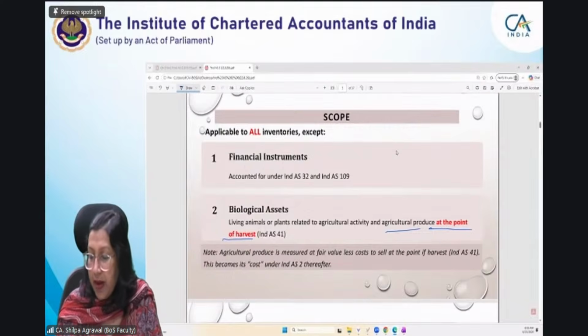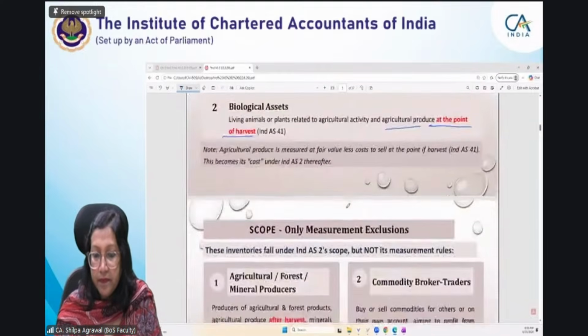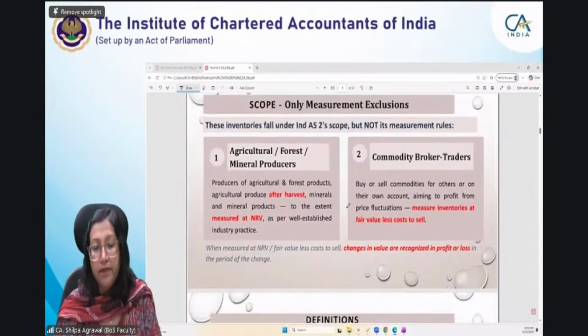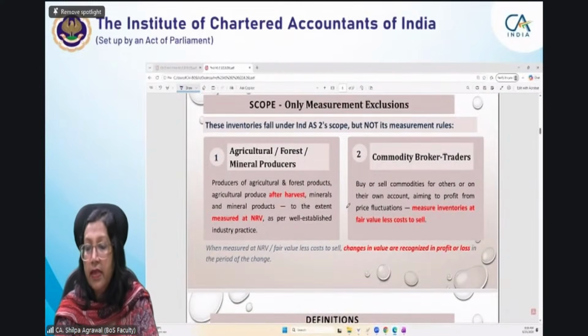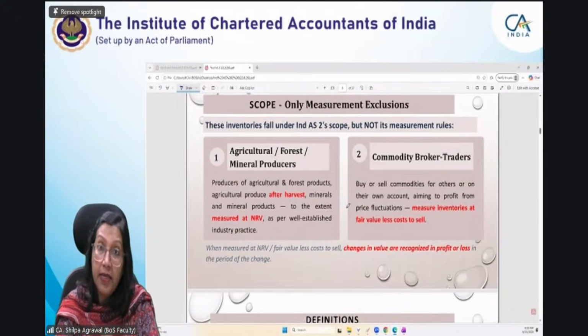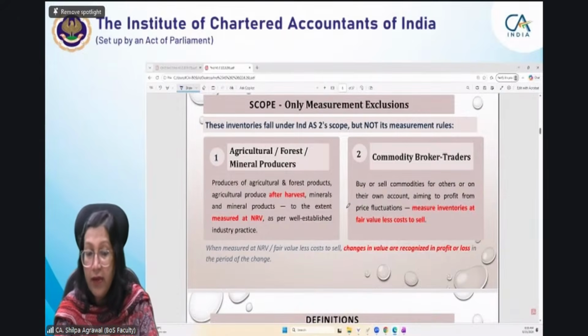Moving to the next part. Once again, explain. Cow is an asset as per Ind AS 41. It is also an asset as per your biological assets. It is there. Definitely very good.